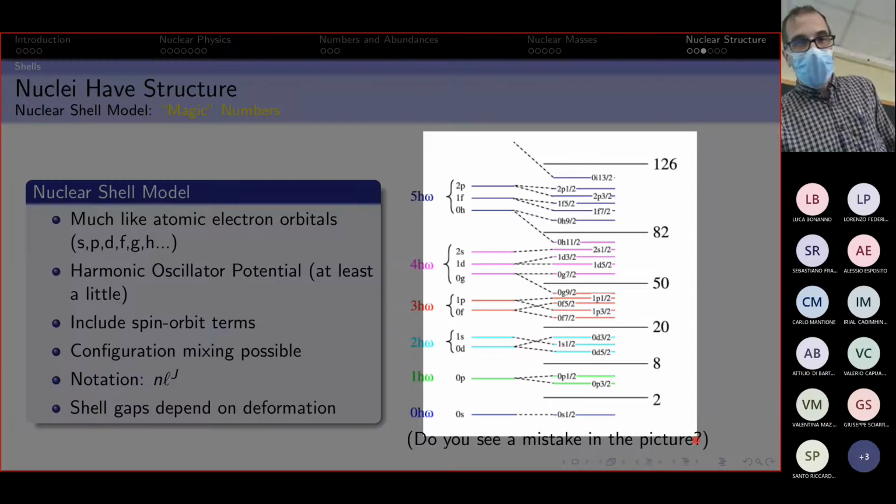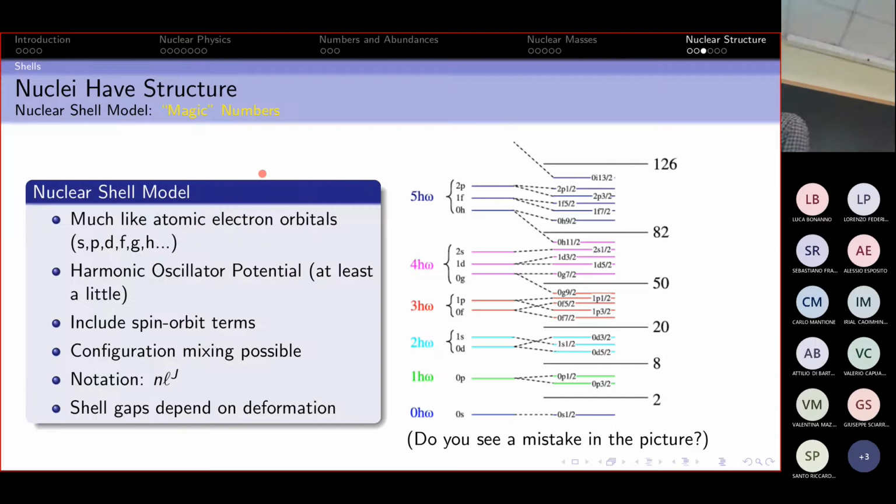Now, when you get to higher shells, you can think of them as orbits, it deviates from a harmonic oscillator. The reason is because protons and neutrons also have what we call an angular momentum, and they have a spin, and you can match them in certain ways to get slightly different energies. But this explains why there are certain shells here.